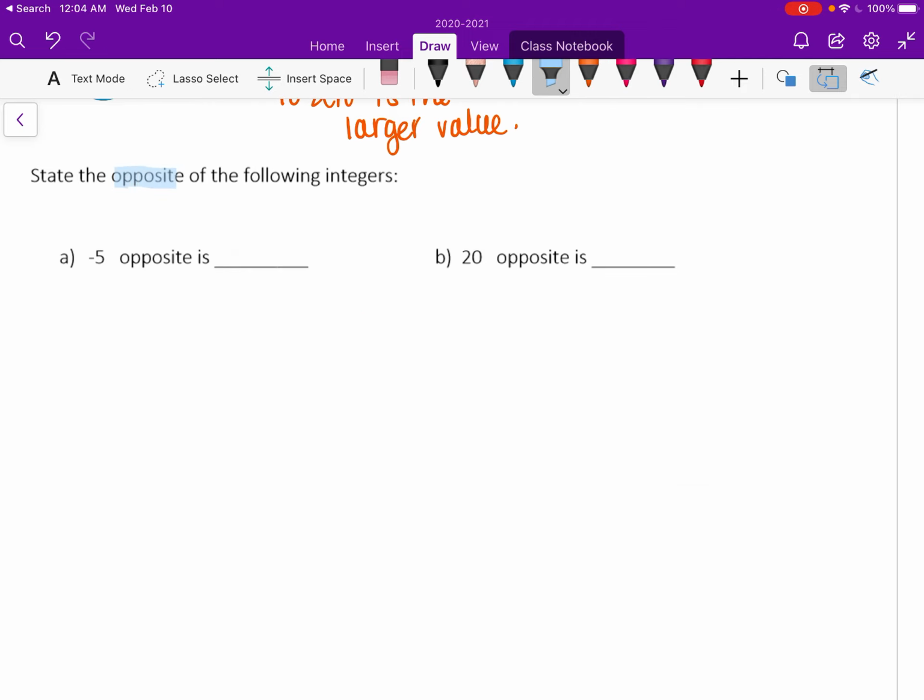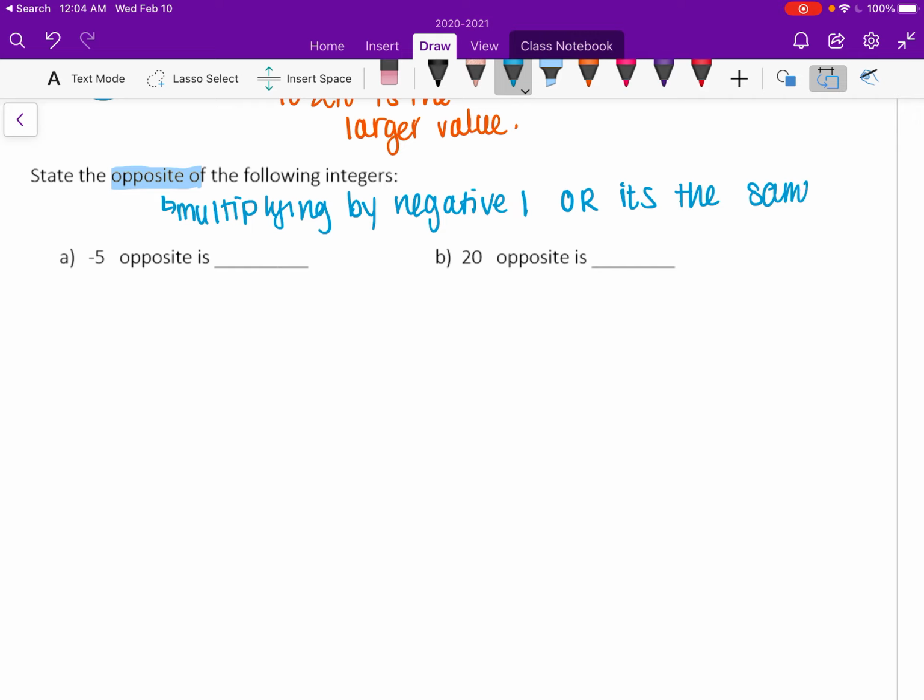Now, it says state the opposite of the following integers. That just basically means you're multiplying by -1. Or it's the same distance from 0, in the opposite direction. Sorry, my writing's a little bit messy there.